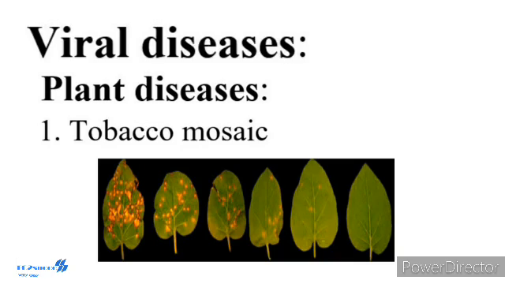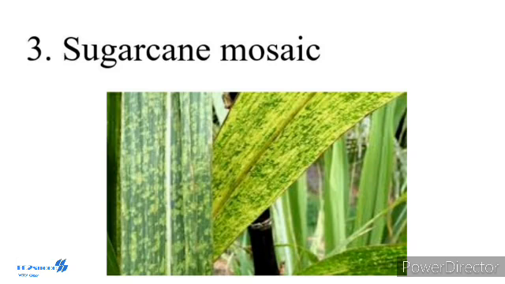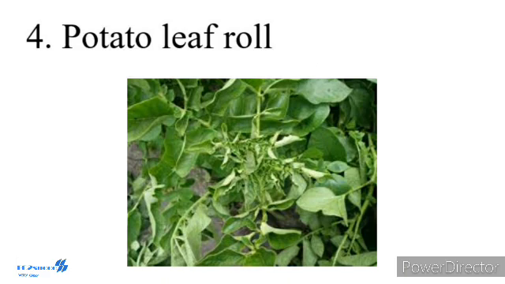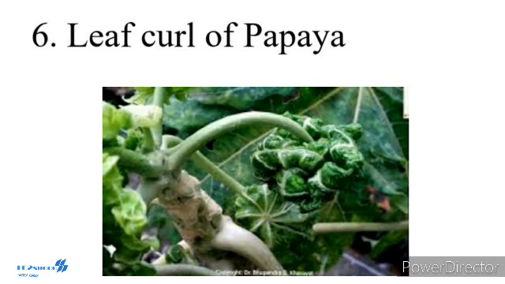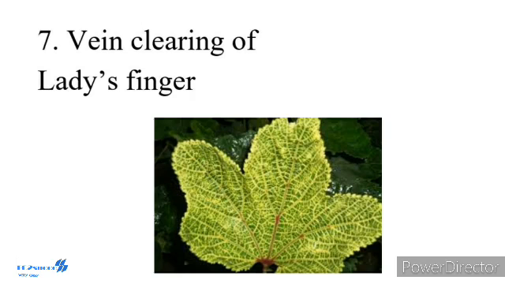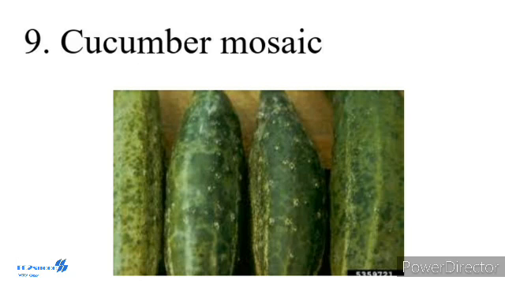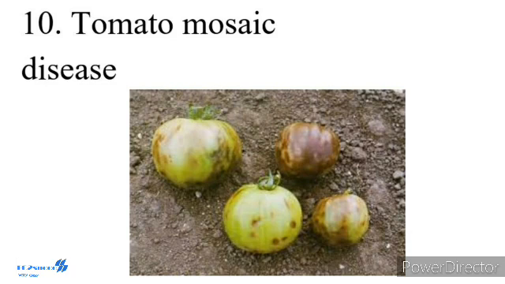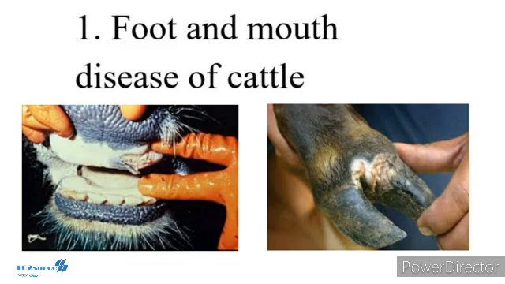Viral diseases. Viruses are known to cause disease in plants, animals, and human beings. Number one, plant diseases: tobacco mosaic disease, cauliflower mosaic disease, sugarcane mosaic disease, potato leaf roll, bunchy top of banana, leaf curl of papaya, vein clearing of lady's finger, rice tungro disease, cucumber mosaic, tomato mosaic diseases.